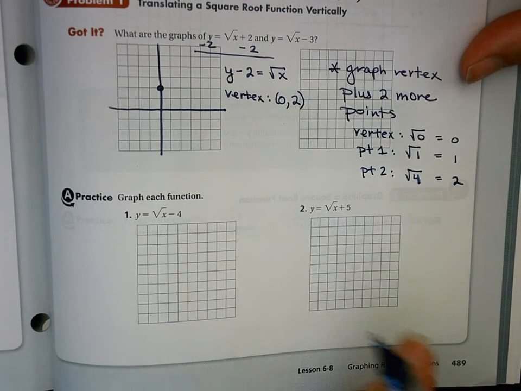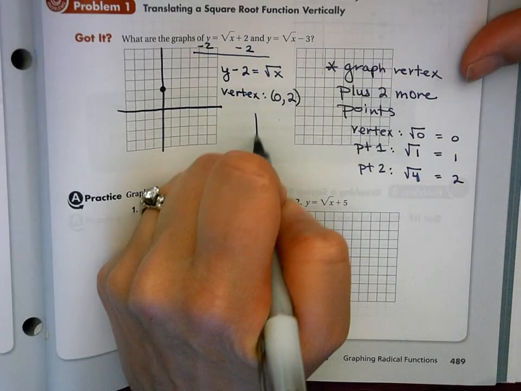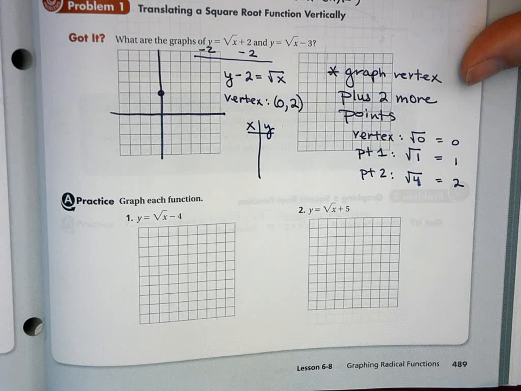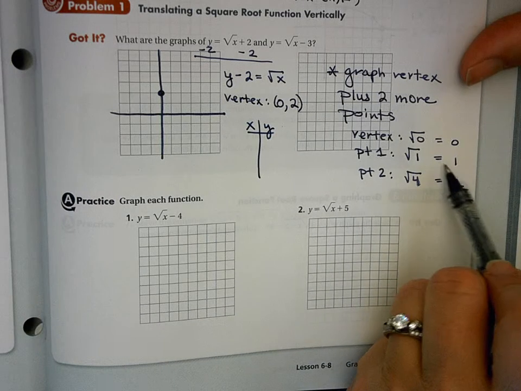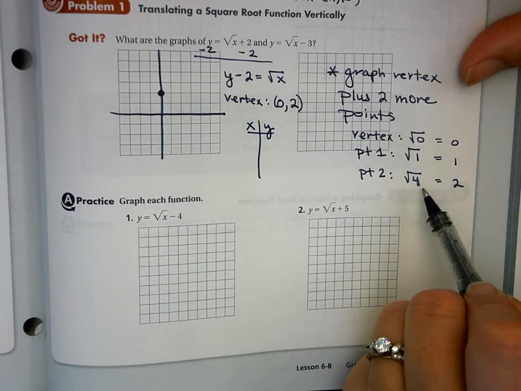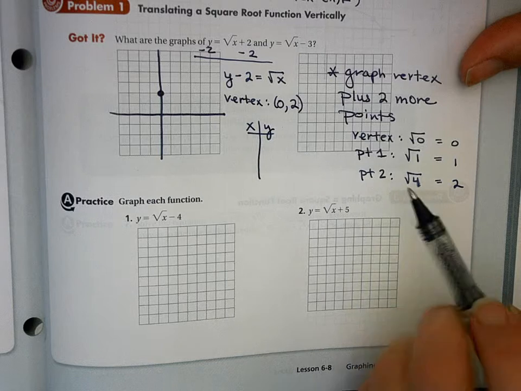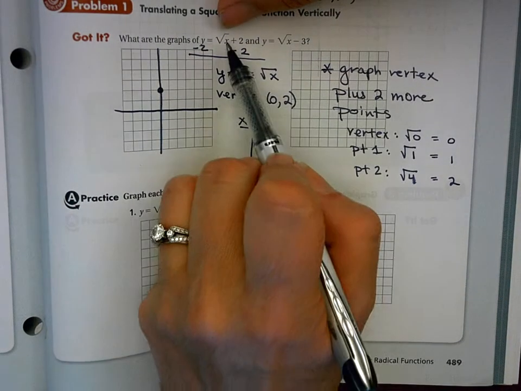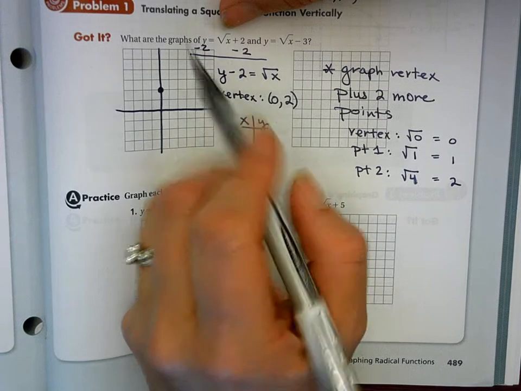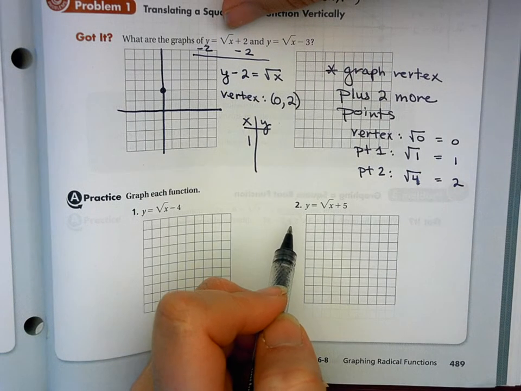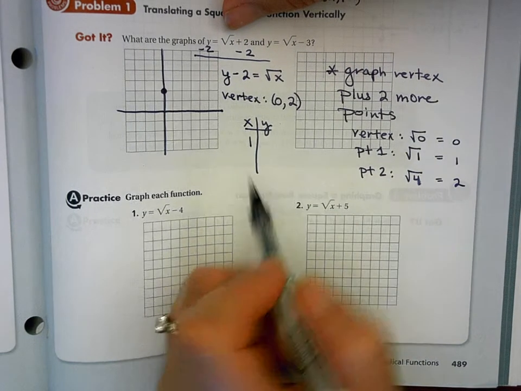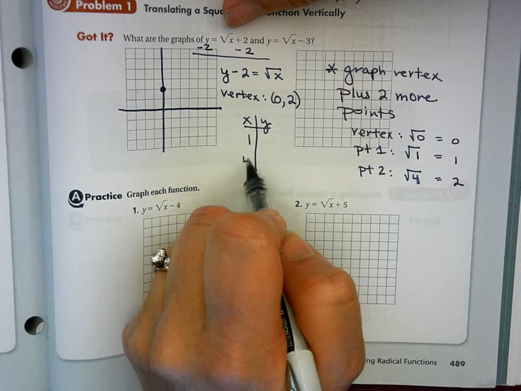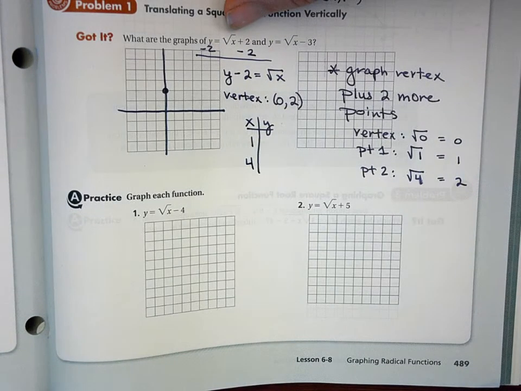For my t-table, I need to figure out what x value I'm going to choose so that I get the square root of 1, and so that I get the square root of 4. The first one is easy. If I look up here at the original problem, what do I want x to be? I'm square rooting 1, so I want it to be 1. What does x have to be so that I square root 4? I want it to be 4.